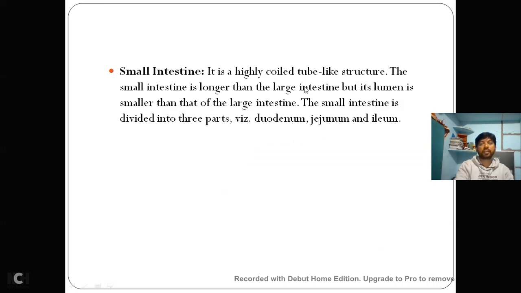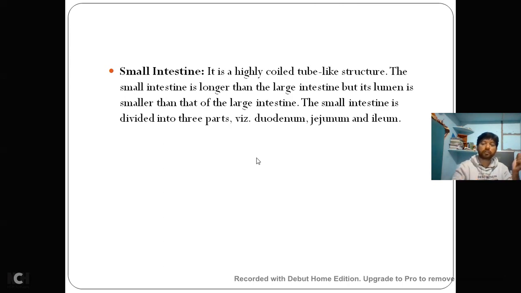The small intestine is further divided into portions. The first portion of the small intestine we call the duodenum. The next is the jejunum, and the last one is the ileum. Right? Now the maximum digestion takes place in the first part of the small intestine, that is the duodenum. Let us understand what happens in the duodenum and what are all the glands which produce the juices.